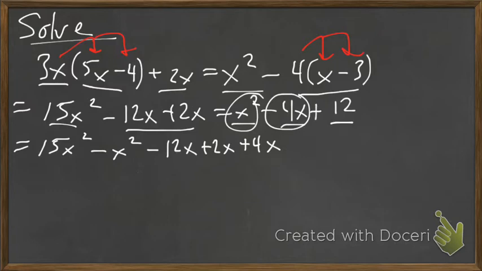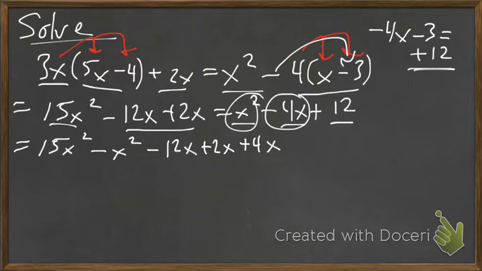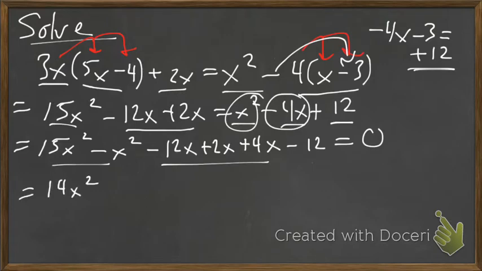Oh, no, it was positive 12 to begin with. My mistake, that distribution. Negative 4 multiplied by negative 3 equals positive 12. Okay, if I bring it over, I'll have a negative 12, and this all equals 0. Now I just have to collect my like terms. So I've got 14x squared. So what I got here, positive 6, negative 12, so it should be subtract 6x. And I'm left with negative 12.